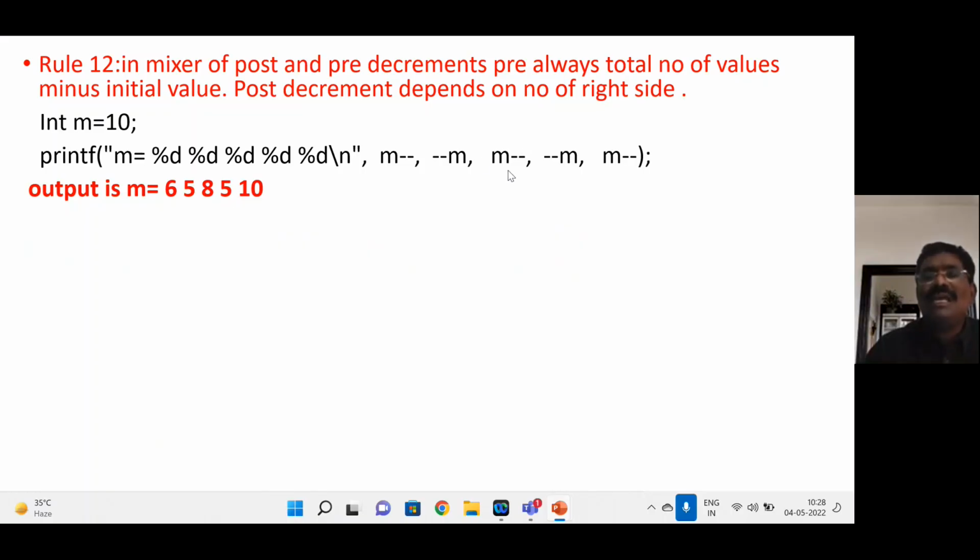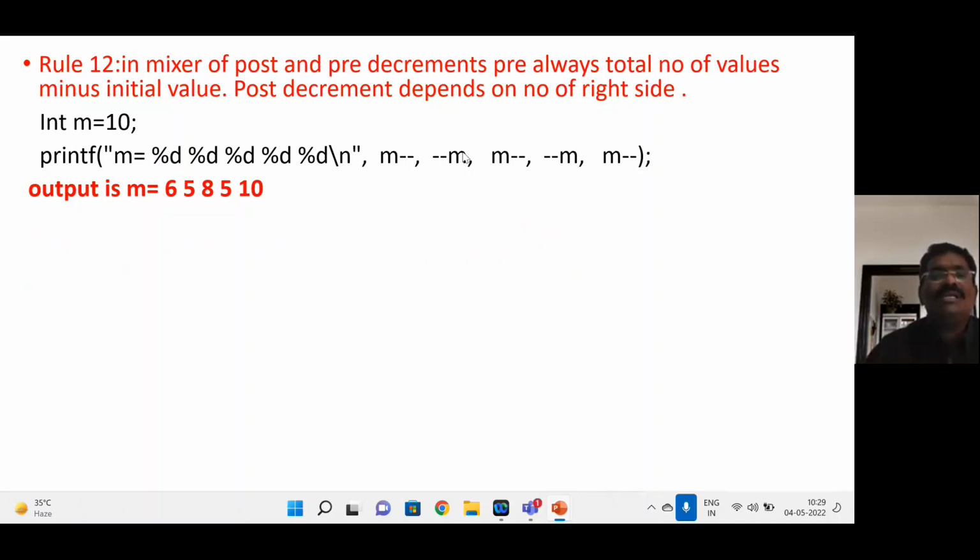After that, again we are using post-decrement. But when you are using the post-decrement, it depends on how many variables are on the right side. For example, here we can say it is 10. After that it is decremented by 1, and again we are using the pre-decrement, decremented by 1 again. So that is 2. So here 10 minus 2, and 8 will be printed.